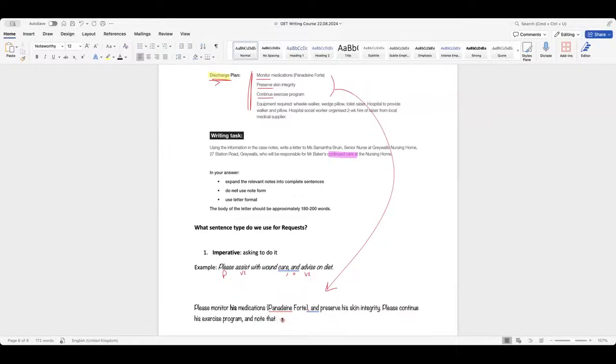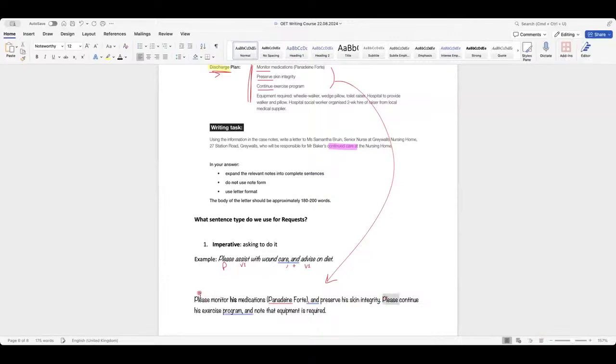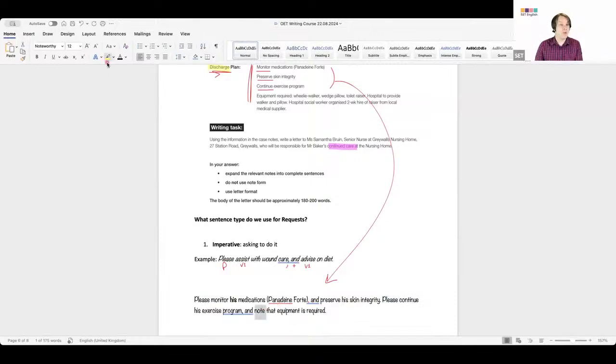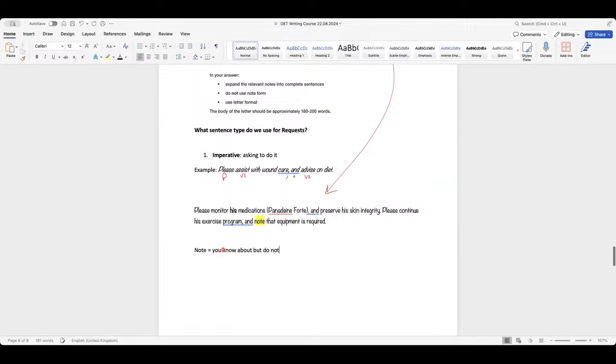Note. Inform. Please note that the hospital will be providing the equipment. Is required. Required, yes. Now, what's wrong with this sentence? I think this one is not imperative, because the hospital will provide it for the patient. Yeah, that's why we use note, right? If you use note, you can know about it. But maybe you don't need to do it, right? So it's okay. That's actually okay.